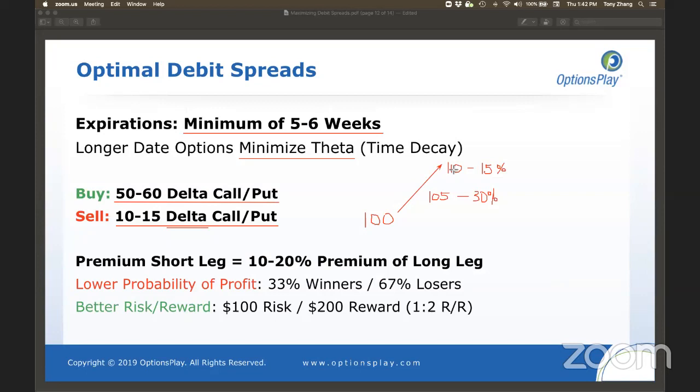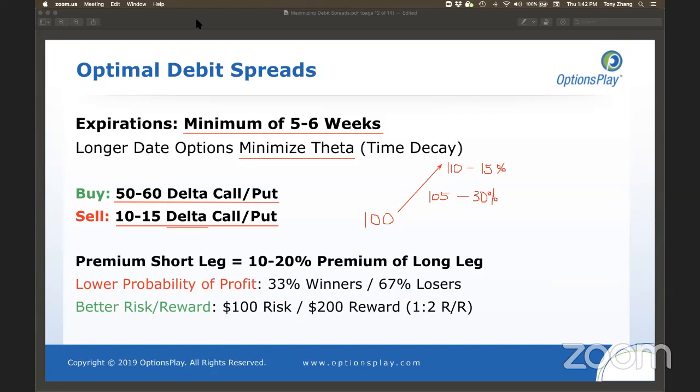So delta adjusts for this change in volatility, and that's why we always use delta to select our strike prices. Regardless of whether we're taking a very volatile stock or a very quiet stock, it naturally adjusts how far away that strike price is. So it's really important to think about using delta as opposed to just using a dollar amount or a percentage amount to select your strike prices.